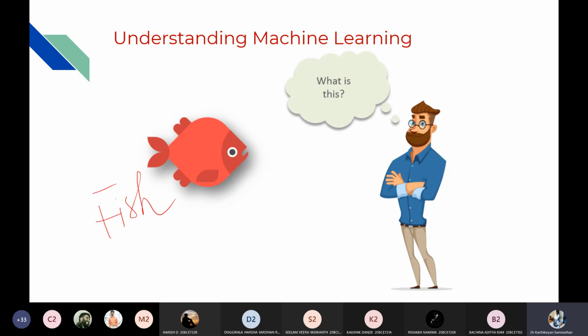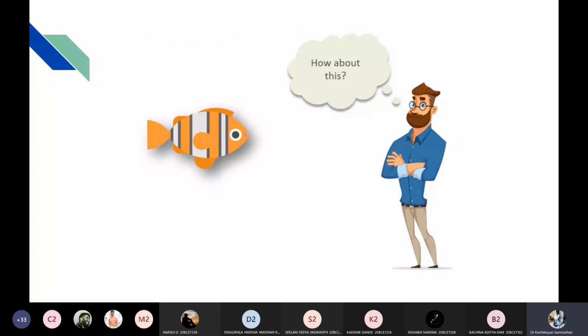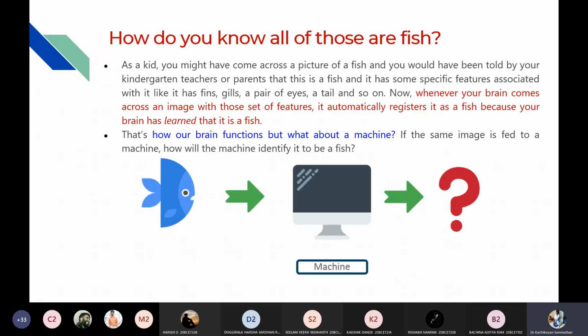Now I am changing to another image. A guy who is standing here is thinking, what is this? He is saying it is a fish. Again, another variety of fish is given. How about this? This is also a fish. So how do human brains predict a particular image as a fish?